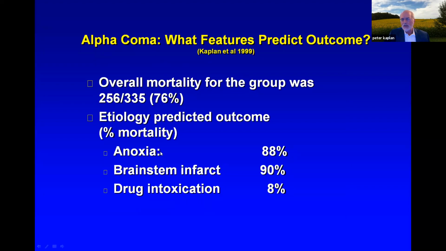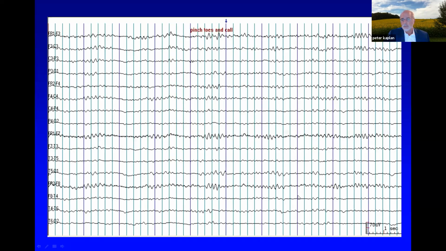It depended on the etiology causing the coma. And that really underlies pretty much all of the outcome studies in most EEG patterns. It's the cause of coma that predominates. So if you had anoxia, then 88% died. Brainstem infarct, 90% died. Drug intoxication, only 8%.